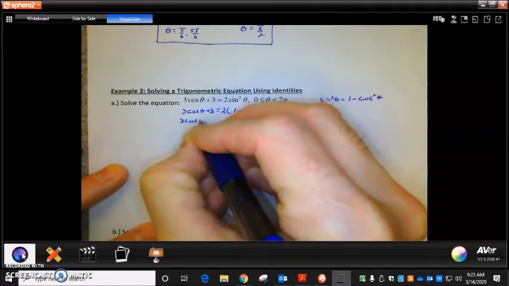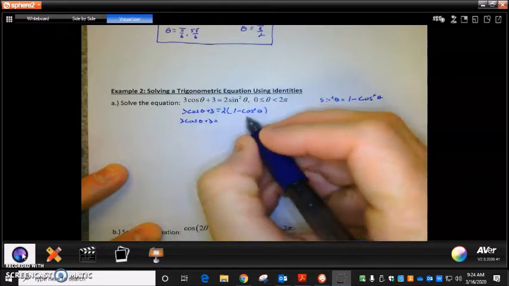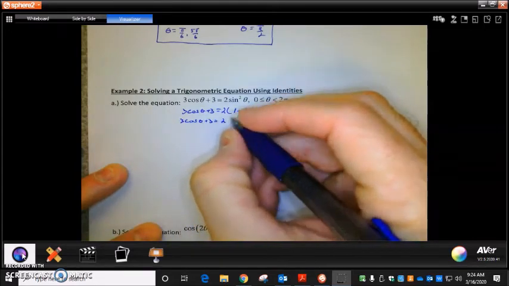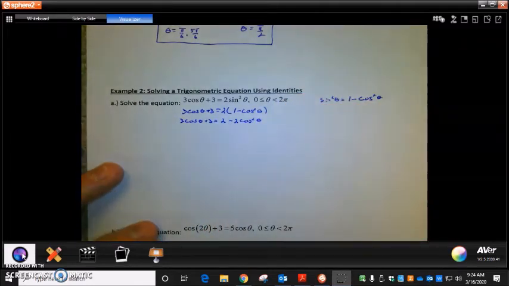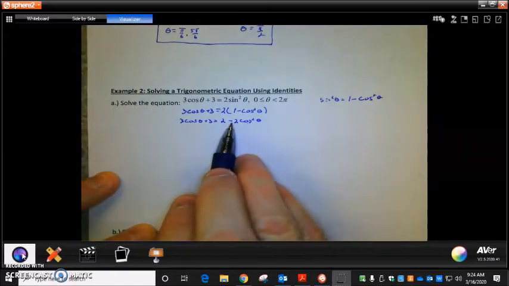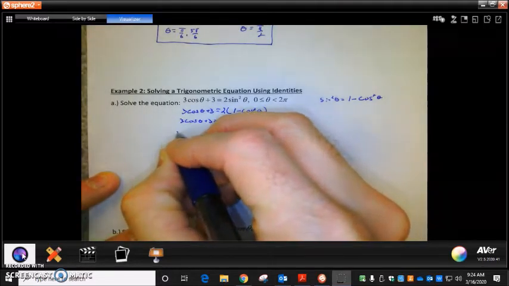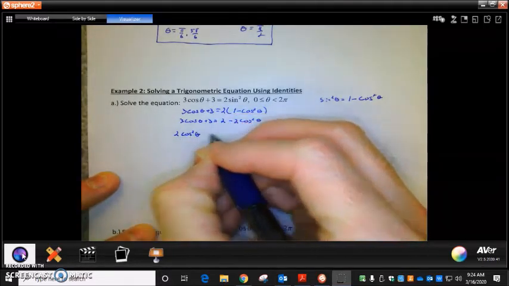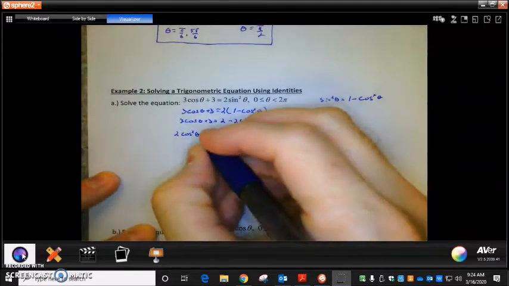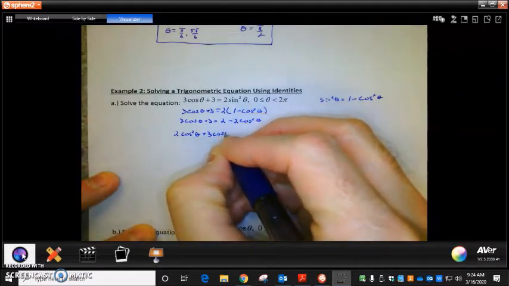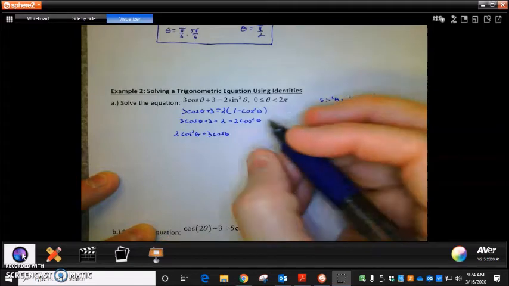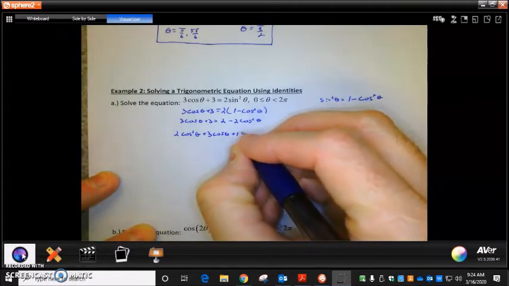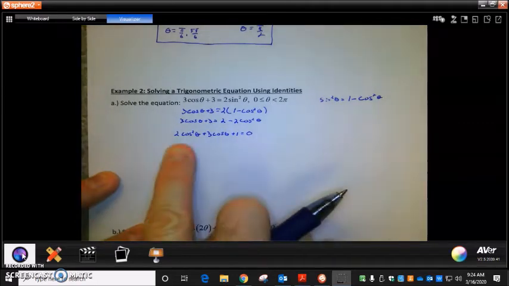3 cosine theta plus 3. If I distribute this to open up the parentheses, I'm going to get 2 minus 2 cosine squared theta. Whenever you're solving a quadratic, you want to move everything to one side, and you also want your squared term to be positive. So I'm going to move everything to the left. That's going to give me 2 cosine squared theta, then plus 3 cosine theta. Now I've got a plus 3, but I've also got to move this 2 over. I've got to subtract it over, so that's going to be plus 1. And now I've got a quadratic.